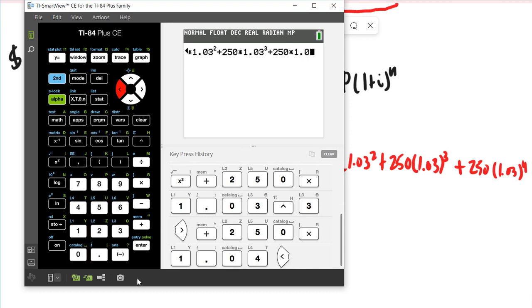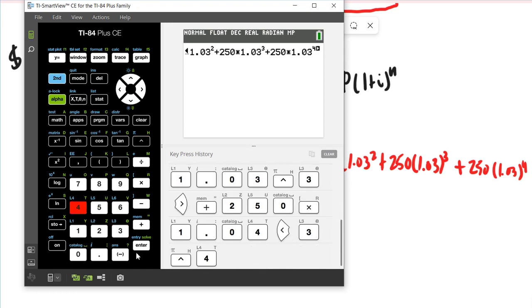Ooh, that's not good. I need to put the 3 and then raise it to the 4th power. Okay, so let's push enter and see how much money we got. 1,327 and 28 cents. And that's if I did it correctly.